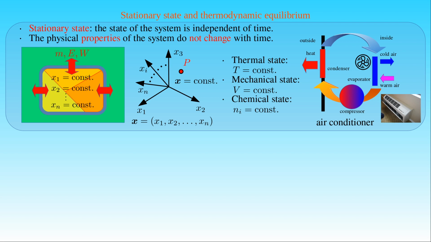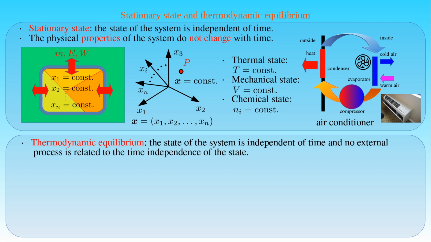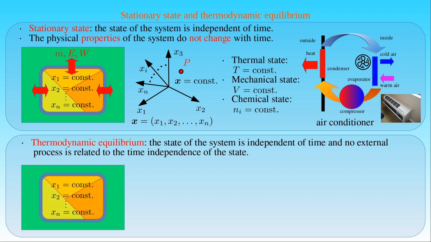However, external processes are not always necessary to prevent the system from changing its thermodynamic state, which is formulated in the following concept. Thermodynamic equilibrium is the condition or the state of a thermodynamic system, where the properties of the system do not change with time, and no external processes take place in maintaining the state of the system. In equilibrium, the generalized coordinates x1, x2, ..., xn describing the state of the system are constant in time, as in the case of the stationary state.